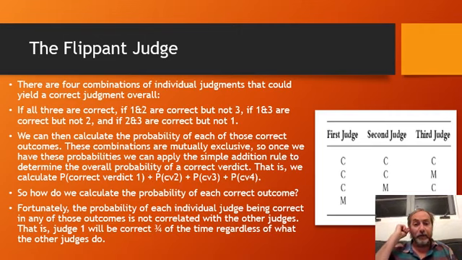Now we can calculate the probability of each of those outcomes. The combinations are mutually exclusive, so once we have the probability of each of those 4, we can apply the simple addition rule to determine the overall probability. In other words, the probability of a correct verdict is the probability of all three correct, plus the probability of the first two correct with the third one wrong, and so on down this chart. You just add up those probabilities. These are mutually exclusive, because there's only one set of judgments.